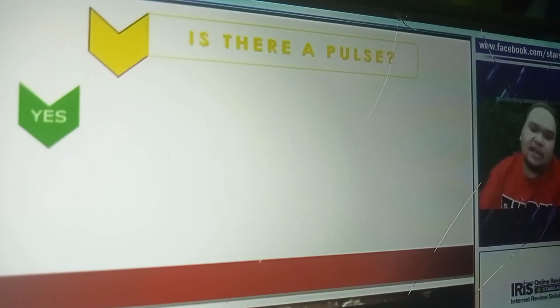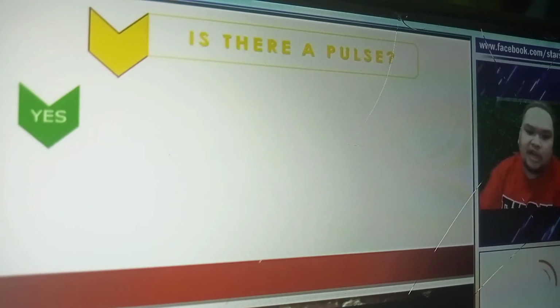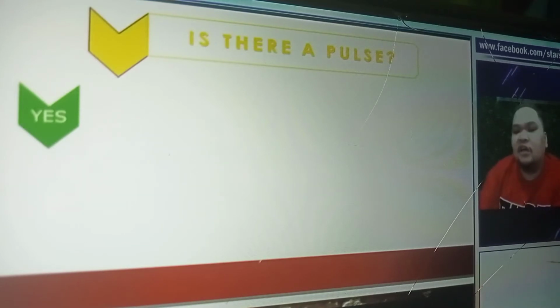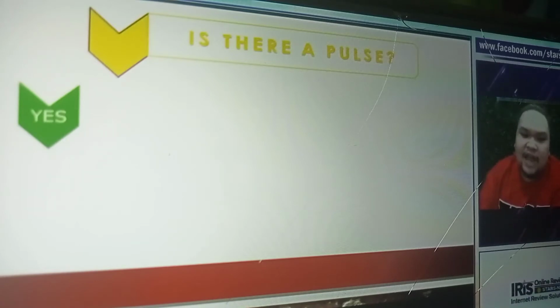Now, who checks the pulse? Whoever is closest to the patient checks the pulse. Who is closest? We will assign the ventilator. The ventilator would be checking the pulse of the patient. How many seconds again is the pulse check? 10 seconds maximum.